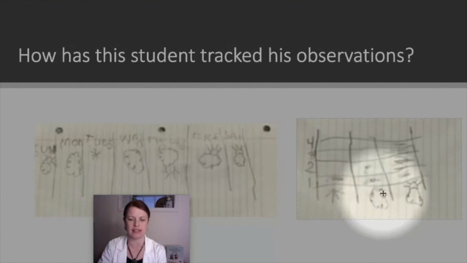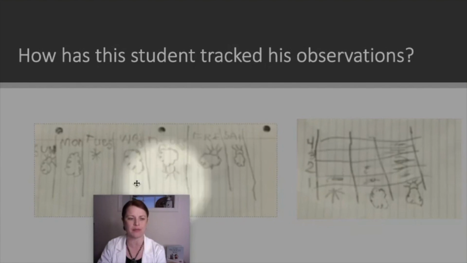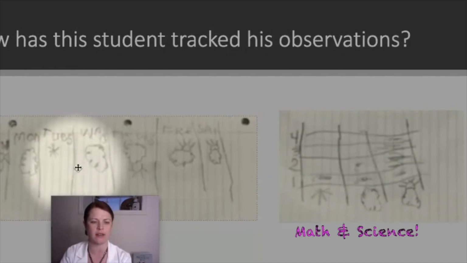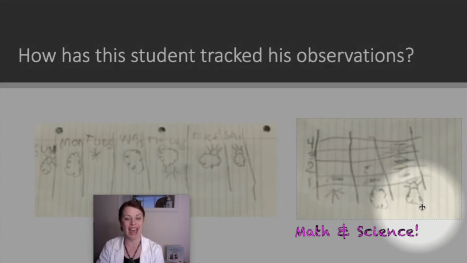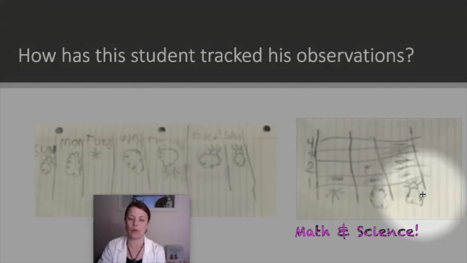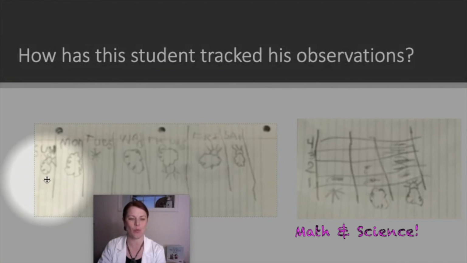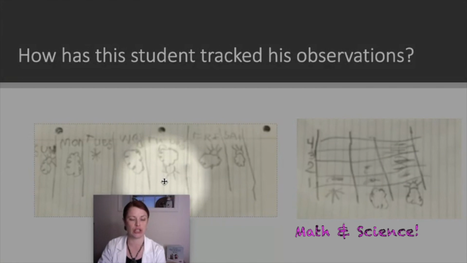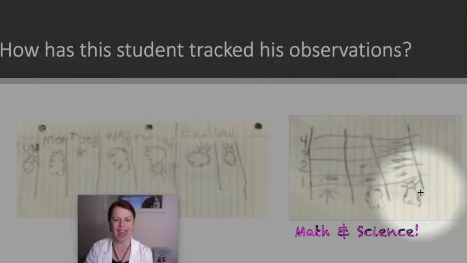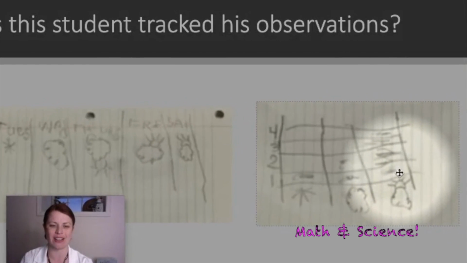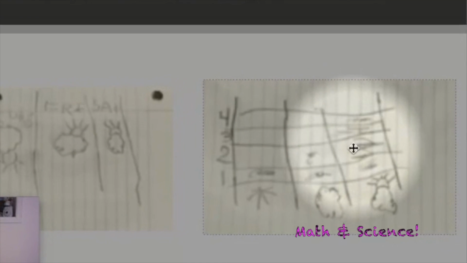Then he looked and said, how many days was it cloudy? Came over here and said, 1, 2. He started at the bottom and filled it in. 1, 2. Last, he looked at how many days it was sunny and cloudy. 1, 2, 3, 4. And again, he started where? At the bottom and colored in 1, 2, 3, 4 sections of his graph.